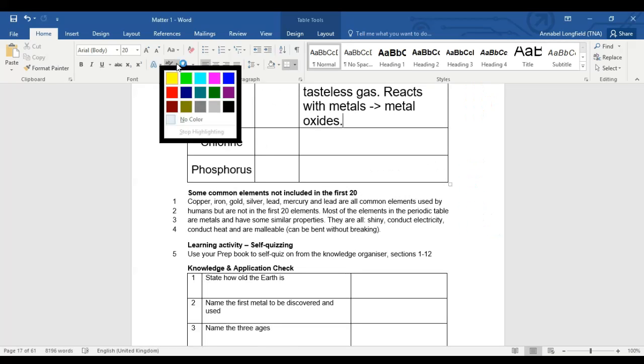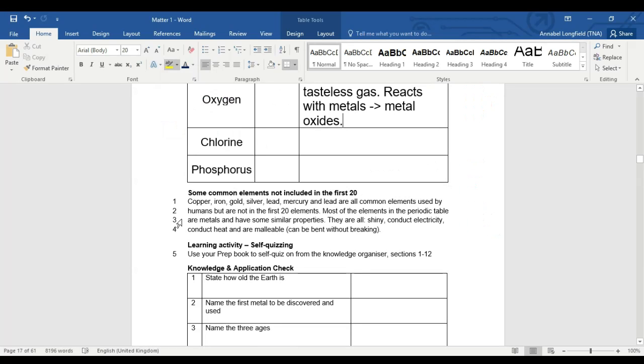Okay, so now we are going back to the bottom of the table. So now we discuss some of the common elements that are not included in the first 20 elements in the periodic table. So copper, iron, gold, silver, lead, mercury are all common elements used by humans but are not in the first 20 elements.